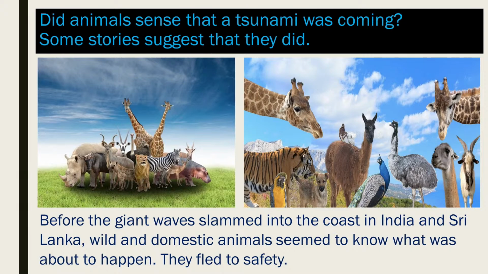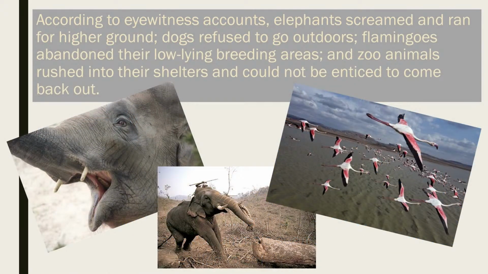Now there's one very interesting fact about animals and natural disasters. So let me ask you, did animals sense that a tsunami was coming? Now some stories suggest that they actually did. Before the giant waves slammed into the coast in India and Sri Lanka, wild and domestic animals seemed to know what was about to happen and they fled to safety. Next slide please. Now some may even say that animals have a sixth sense, and according to eyewitness accounts, elephants screamed and ran for higher ground, dogs refused to go outdoors, flamingos abandoned their low-lying breeding areas, and zoo animals rushed into their shelters and could not be enticed to come back out.